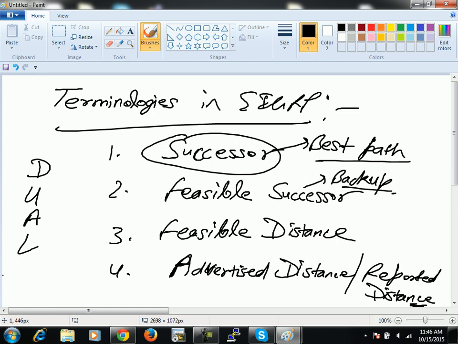Then feasible distance is there, the total metric, right, of the successor. The metric of the successor, right, is called feasible distance. Advertised distance, or reported distance, is given by the neighbor. The metric to reach the destination prefix given by the neighbor, right? A metric given by the neighbor to reach the destination prefix is known as advertised distance, or you can say reported distance.